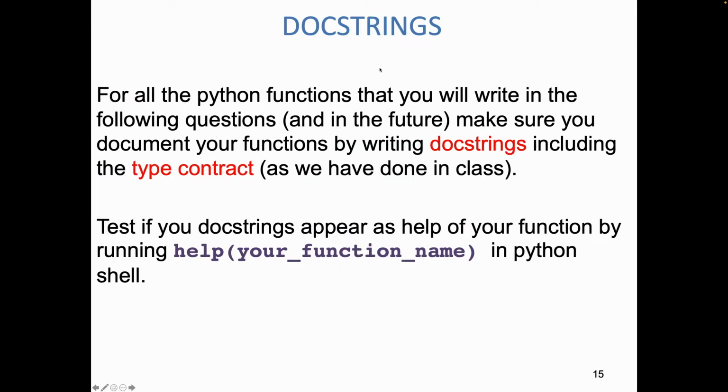Here is a part of the docstrings. We have talked about it before. So make sure you write the docstrings for your function, including the type contract. And you can test your docstrings using the help method, help bracket. Inside the bracket is your function name.